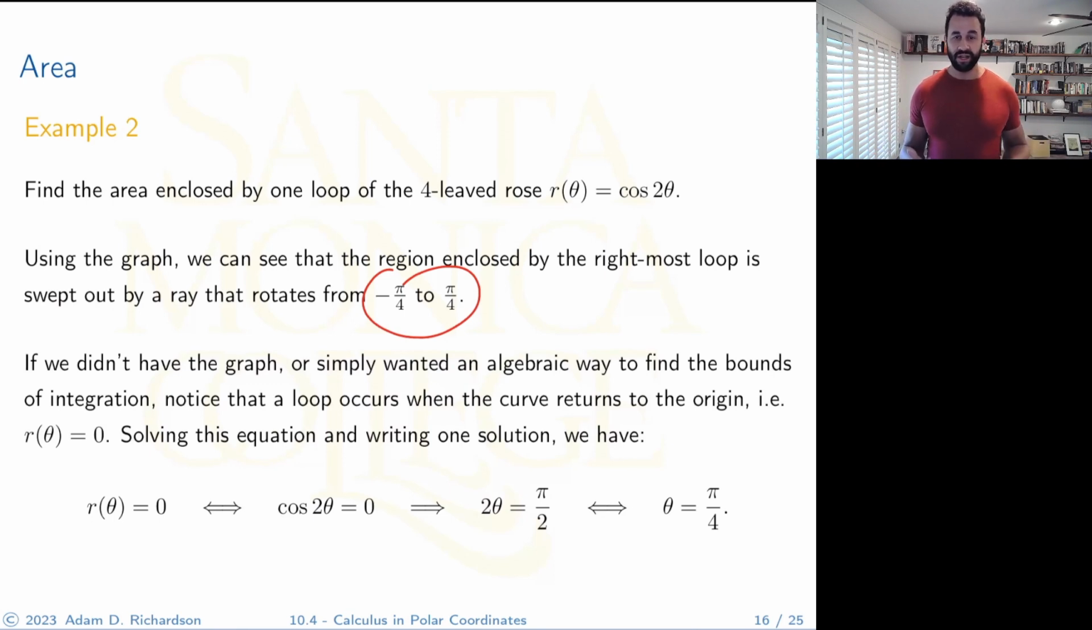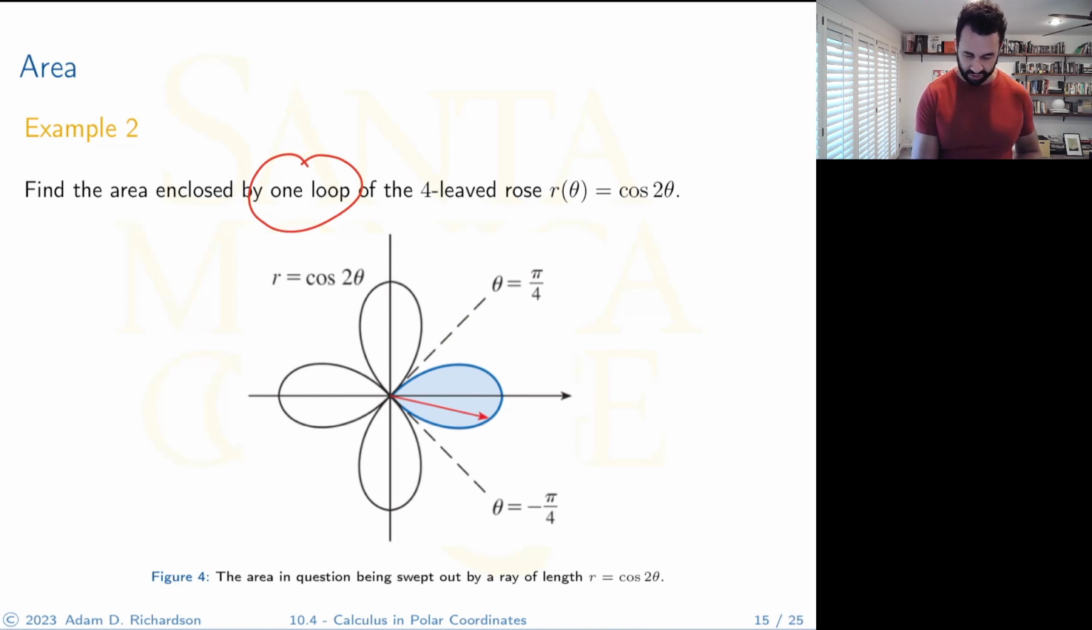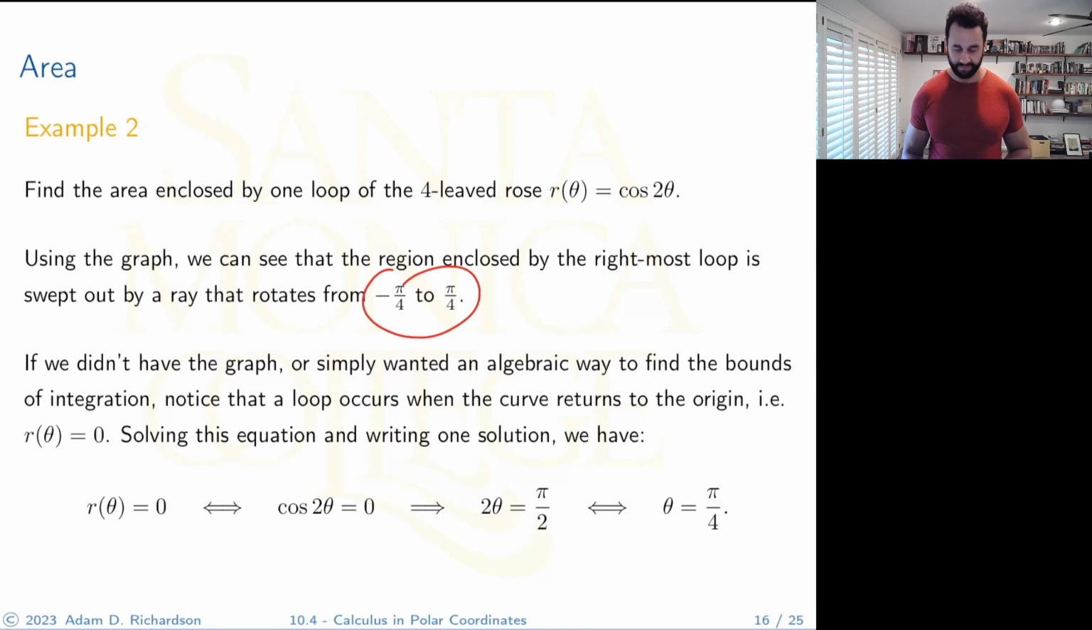Well, algebraically, what you would do is remember that one loop is occurring when, let me erase some of this, one loop is occurring when the curve returns to the pole. So here's one loop. If you wanted to know where one loop is, you have to solve the polar equation r of theta equals 0. And that's what I'm showing here at the bottom. So you would set r of theta equal to 0 and solve for theta.